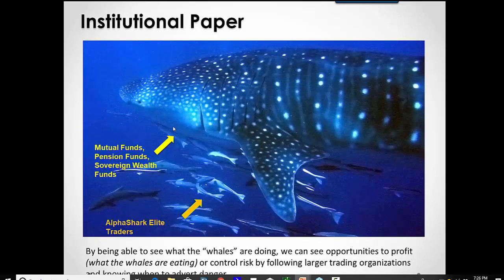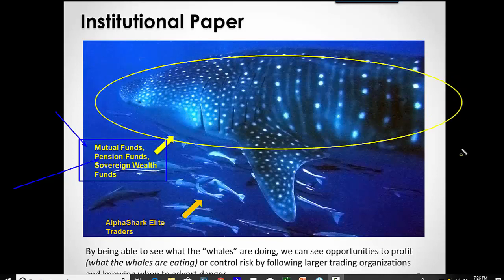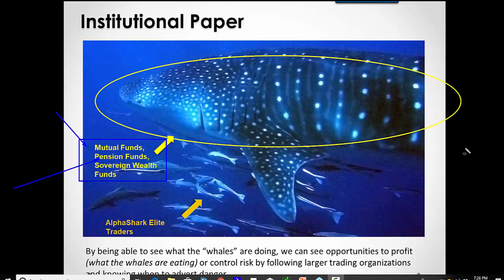Okay, so institutional order flow. There are a couple kinds of traders: mutual funds, pension funds, and sovereign wealth funds. This is a picture of, I think, a whale. I'm not 100% sure here. So let me put a picture. This is a whale. The whales are mutual funds, pension funds, and sovereign wealth funds. Most of the trades that the pension fund, mutual fund, and sovereign wealth fund are making are a hedge against a basket of stocks.